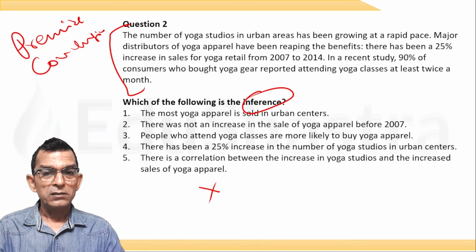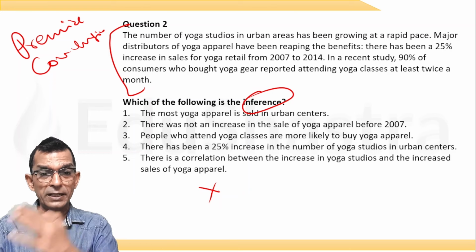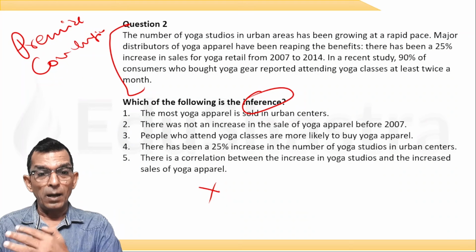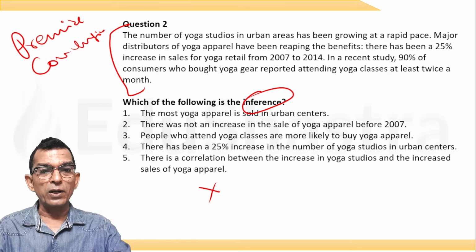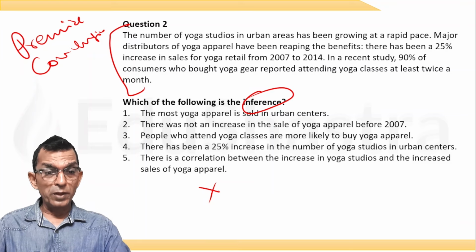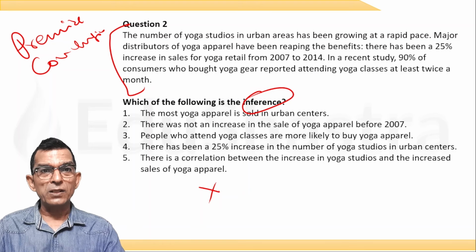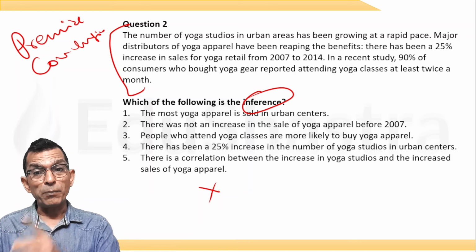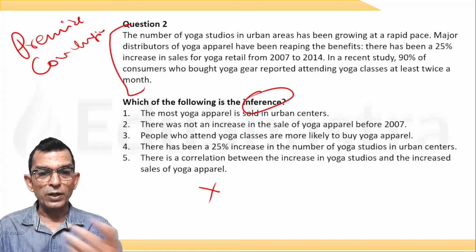Why, Arka? Are we talking about how yoga studios grew? Is the data that is given about the growing of yoga studios, Arka? Or about the sales going up for yoga apparel companies or retail stores? Okay, so read carefully. The second sentence is the main idea. The first sentence is the premise. The main idea is supported by the rest of the information. That is 25% and all those 2007 to 14, etc.